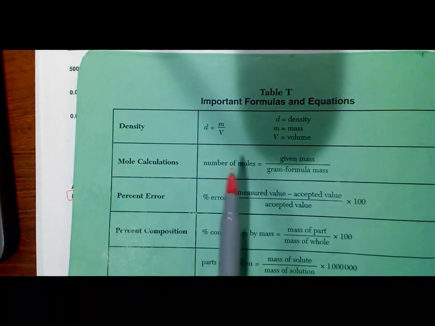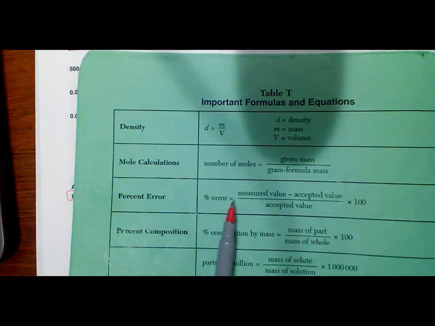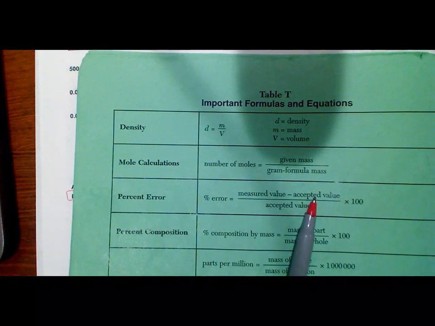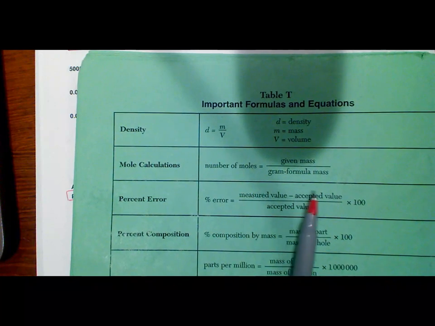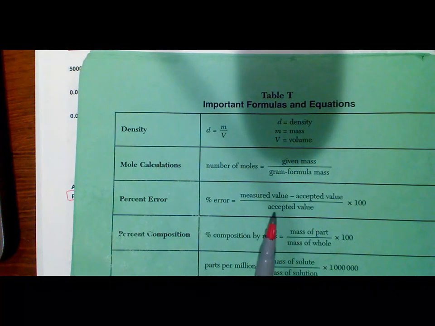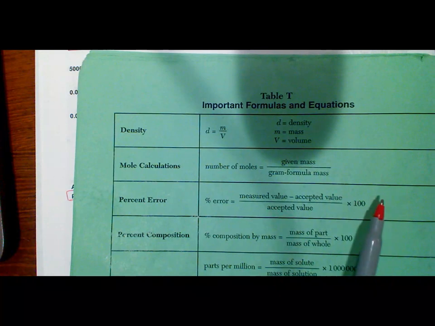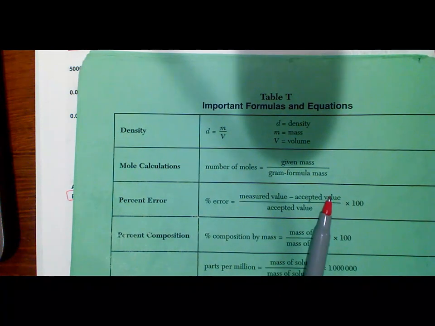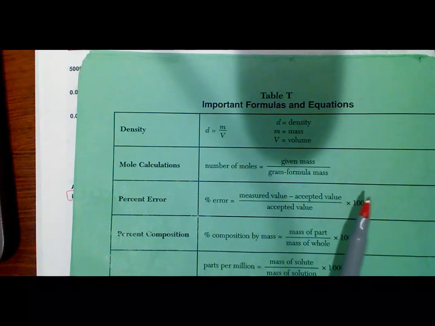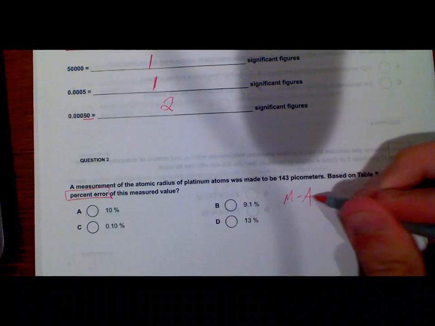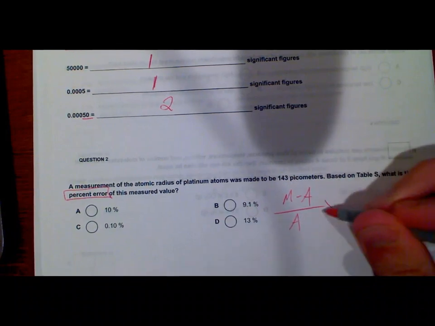It is the third from the top, and it says the formula for percent error is going to be percent error equals the measured value minus the accepted value. So whatever you measured or estimated or guessed, minus the accepted value, something we know to be true, divided by that same accepted value, and then times 100. I'm going to write right here: measured minus accepted, over accepted, times 100.